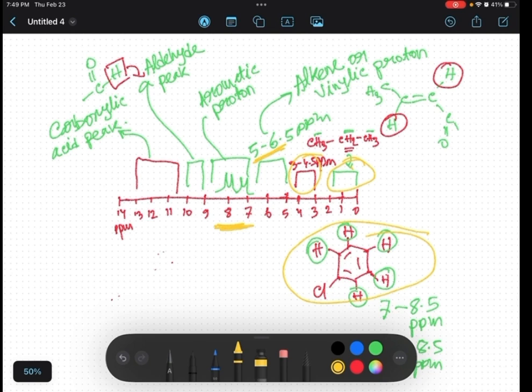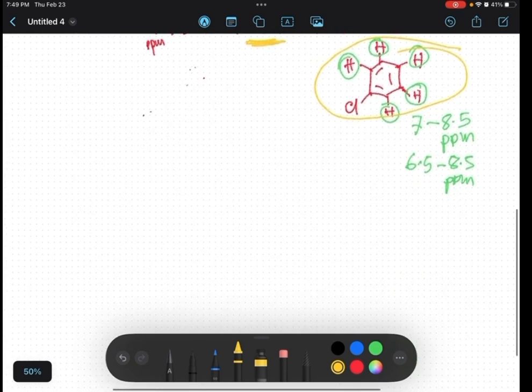Normally that carboxylic peak is not visible. Many times people may not see that. Okay, so now let's do a practice.